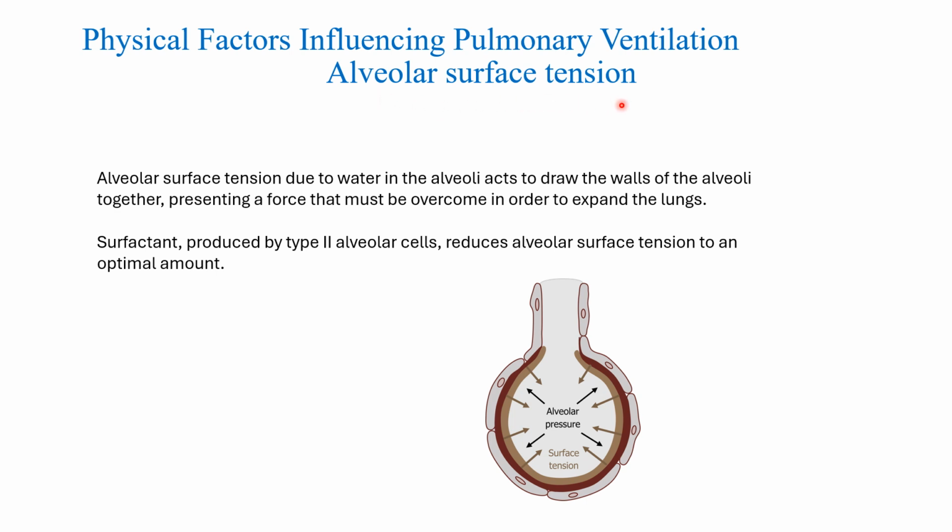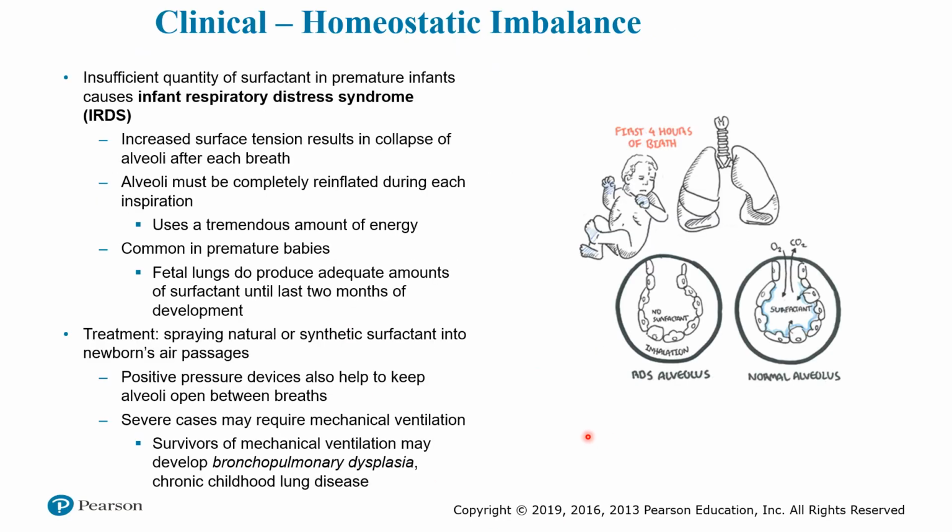alveolar surface tension. So we know our alveoli are lined by a watery fluid, and water has a surface tension. It tends to get together, and because of that force, it tries to collapse the alveolus. And what is the solution? Our body has surfactant which is produced by type 2 alveolar cells, and this surfactant lines the alveolus and it reduces the surface tension.